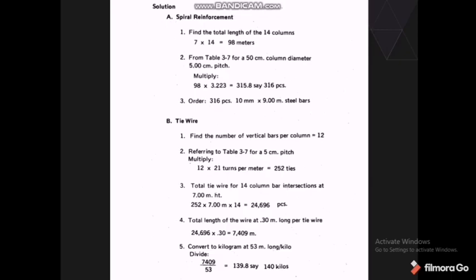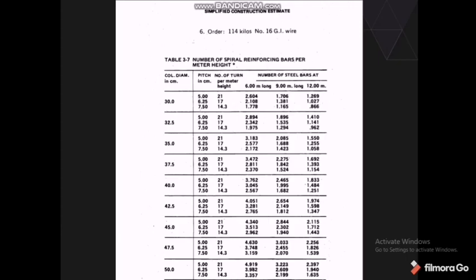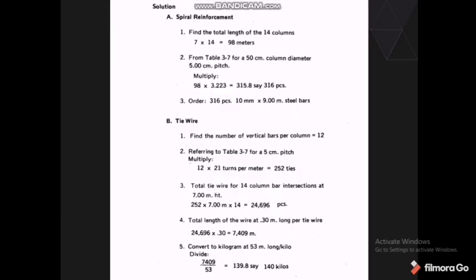For letter B, the tie wires, find the number of vertical bars per column by referring to table 3.7. For a 5 cm pitch, multiply 12 times 21 turns per meter, that is 252 ties total. For 14 columns at 7 meter height, that is 252 times 7 times 14, which is 24,696 pieces. Total length of the wire at 0.30 meter long per tie wire is to multiply the total tie wire by 0.30, that is 7,409 meters.